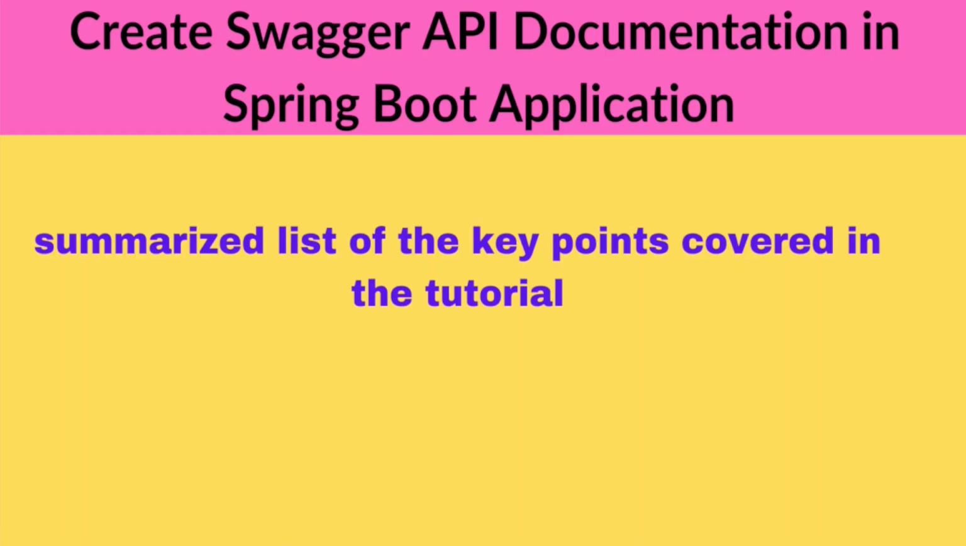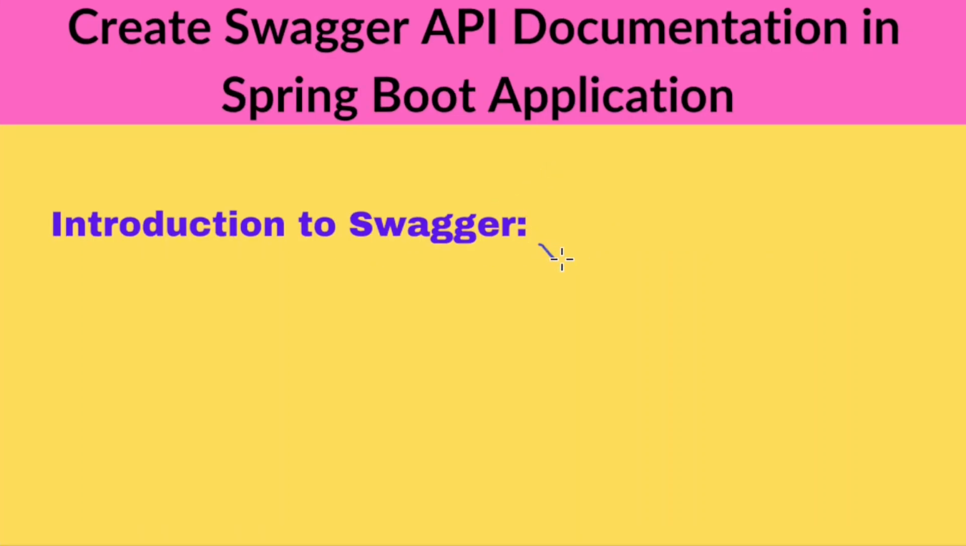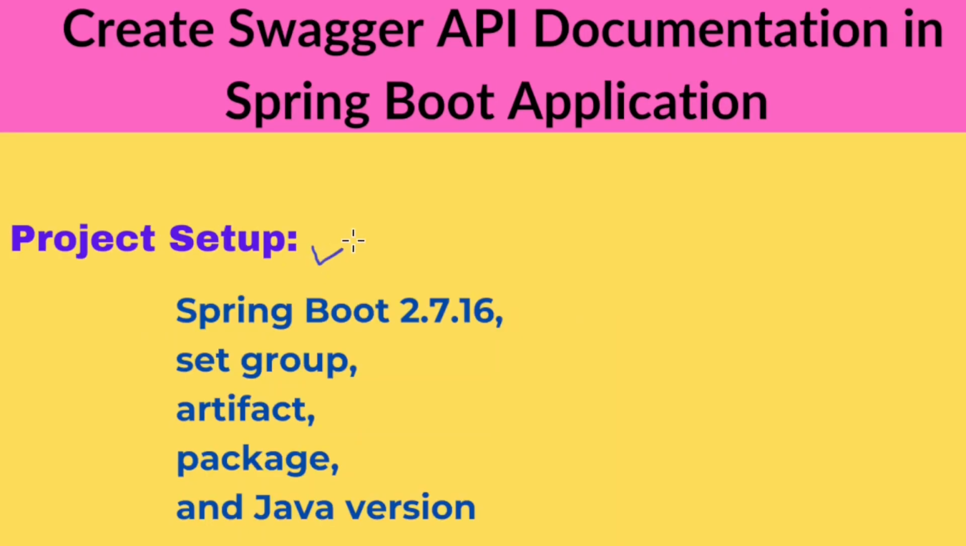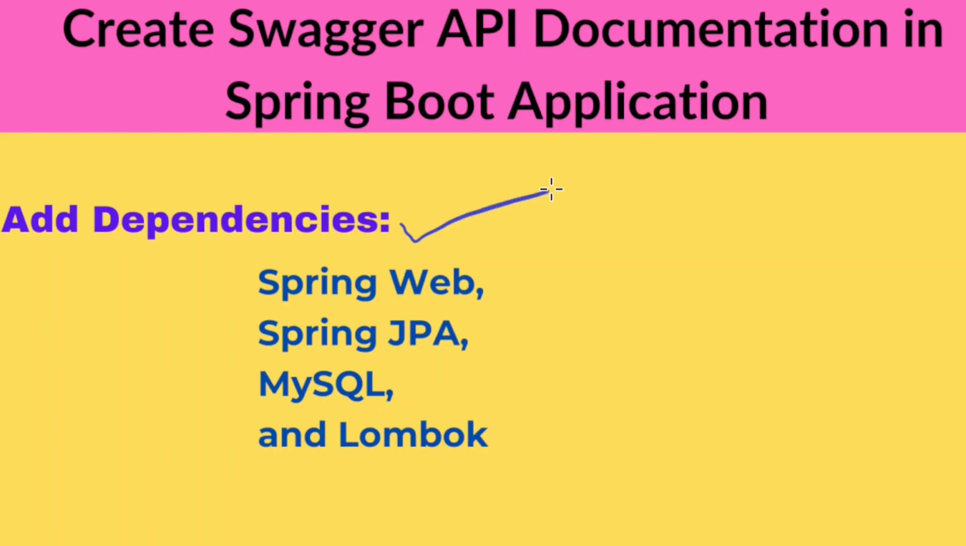Now let's summarize the key points covered in the tutorial. Introduction to Swagger. Swagger is a tool for documenting and visualizing your API. It helps developers understand and interact with the API endpoints. Then project setup. Use Spring Initializr to create a Maven project. Select Spring Boot 2.7.16. Set group, artifact, package and Java version. Next is add dependencies. Add dependencies for Spring Web, Spring JPA, MySQL and Lombok in your project.